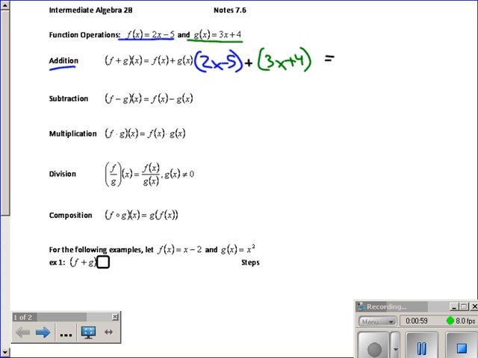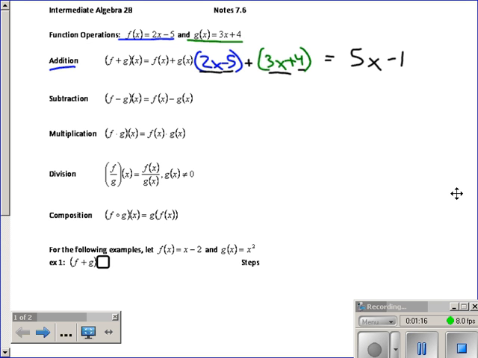Well, we're adding them, so we're going to look and see if there are any like terms. We have a 2x and a 3x, and we know that those add together to 5x. We have a negative 5 and a positive 4. And negative 5 plus 4 gives me negative 1. So that's our answer. That's all we had to do for addition.